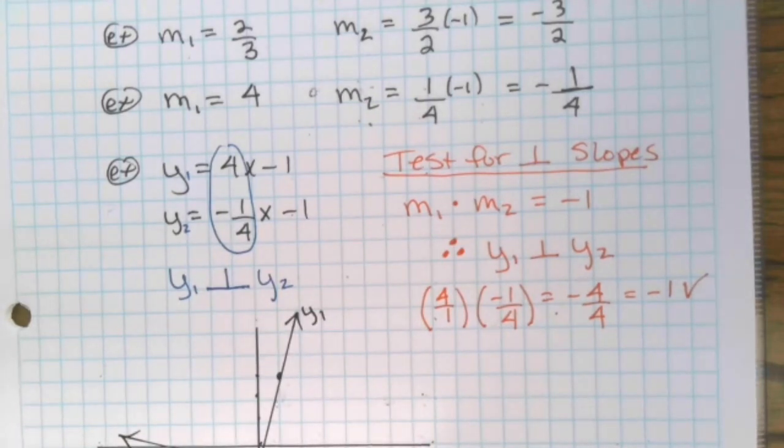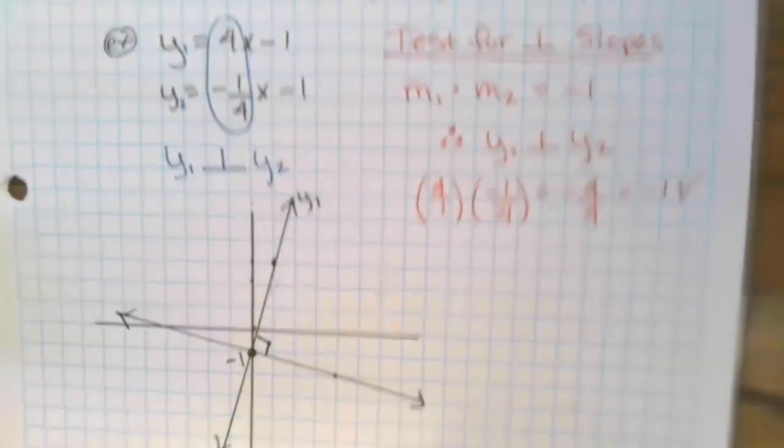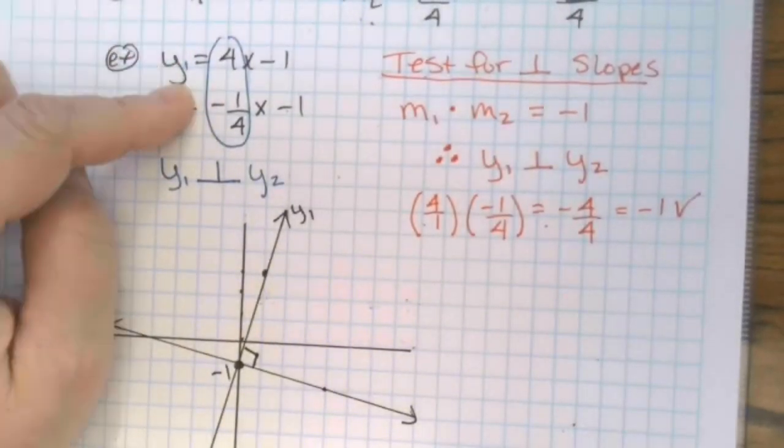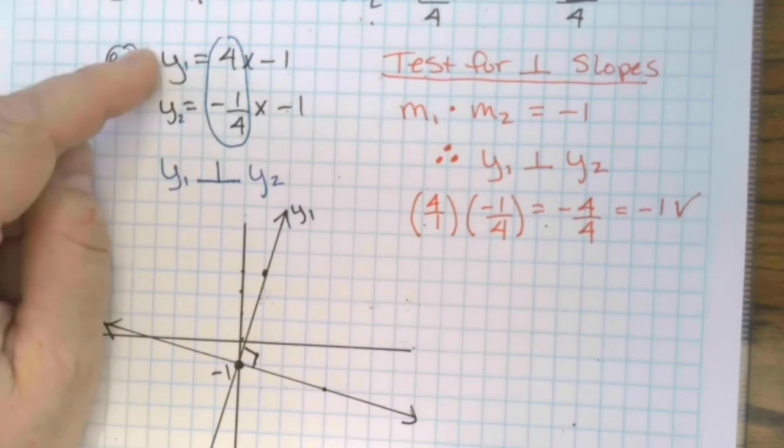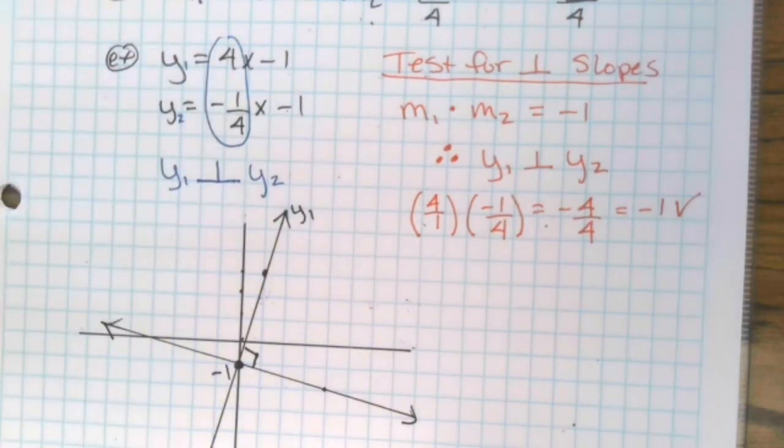So in order to decide if they're perpendicular, you need to know the slopes, which means you probably need to put them into slope-intercept form, solve for y, and then compare the slopes from there.